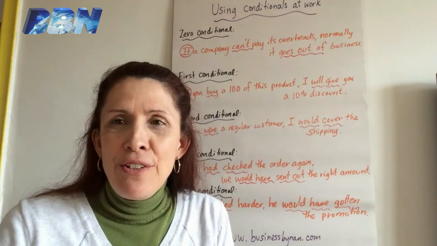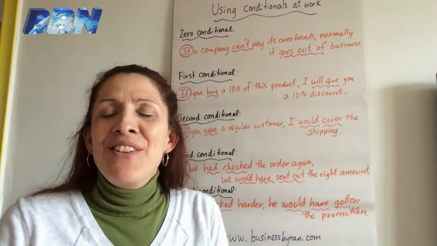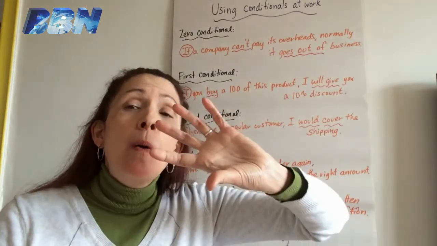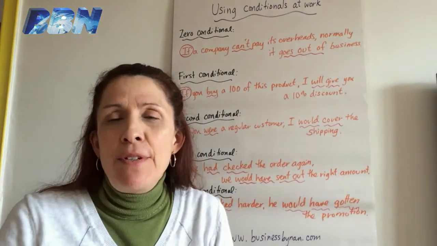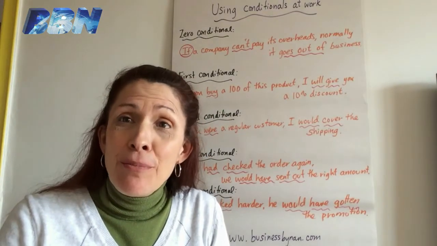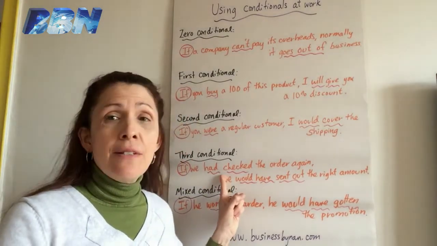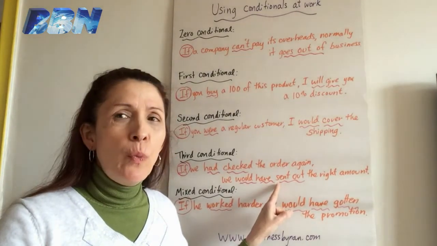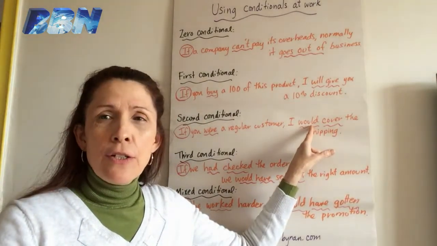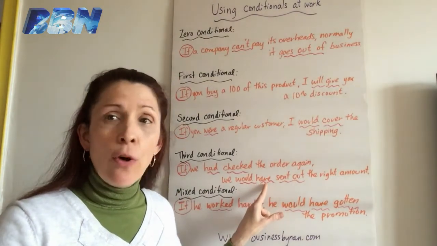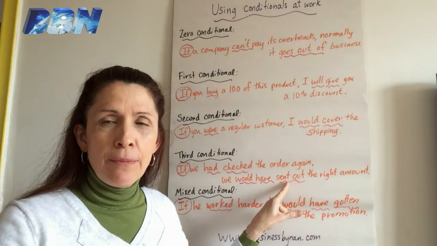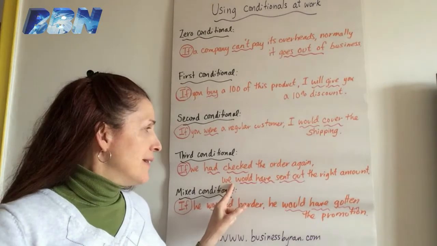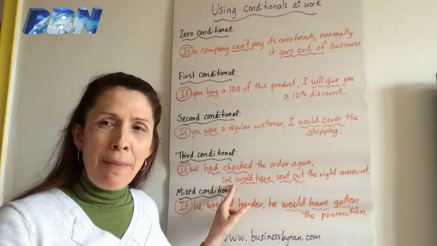And we have the third conditional, which is more complicated. And the third conditional, of course, is something in the past that didn't happen. So we're thinking about what if there was the opposite of what happened in the past. And we're going to use something called the past perfect. So the past perfect is had plus the past participle. And then we're going to use would, like in the second conditional, but we're going to use would plus have, always have, and the past participle. If we had checked the order again, we would have sent out the right amount.